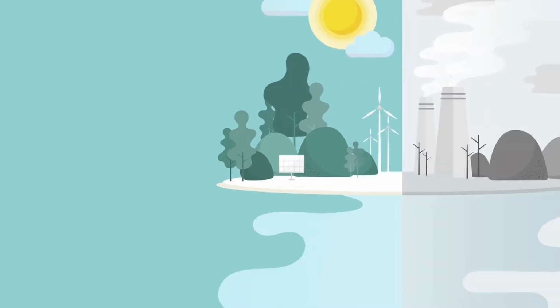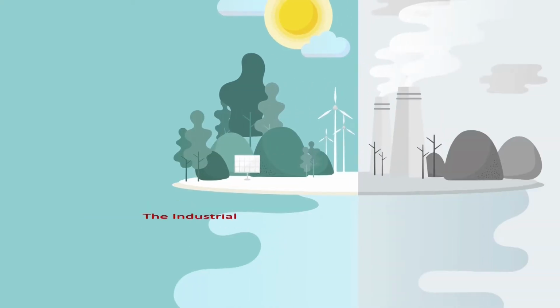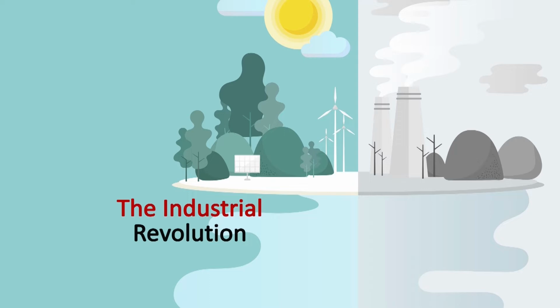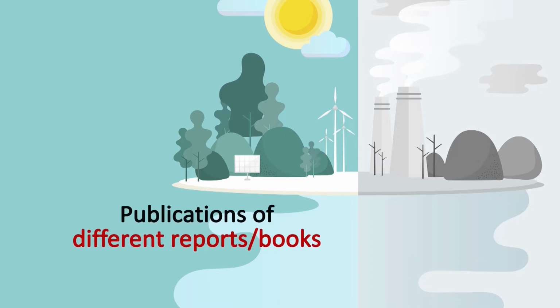The emerging concept of sustainability science, we can discuss through the growth of human civilization, the industrial revolution, population versus resources, and what are the roots of this modern term of sustainability. You will see a number of publications during the last 4 or 5 decades on sustainability, so we can revisit those publications.